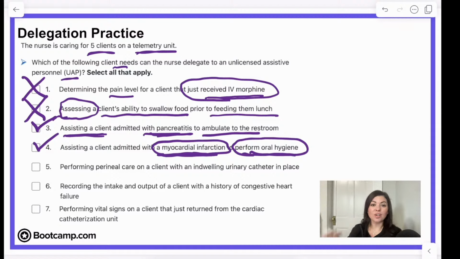So don't start going down that rabbit hole, so to speak, because it can get you in a lot of trouble. Don't read too much into it. Option 5, performing perineal care or pericare on a client with an indwelling urinary catheter in place. So do you want to delegate option 5 to a UAP, yes or no? Performing pericare on a client with an indwelling urinary catheter in place.